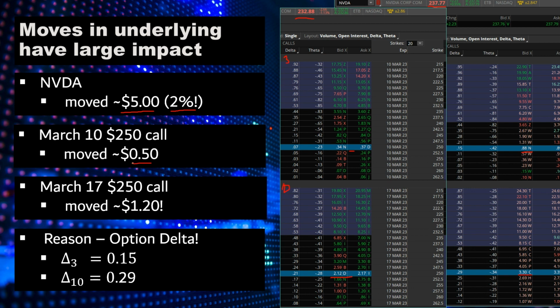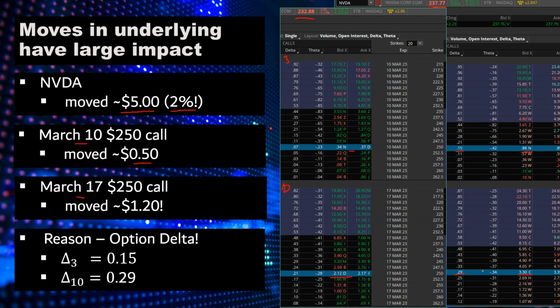So why such a difference in the change in option price between the two calls, March 10th and March 17th? Well, the reason is delta. That's another Greek that I will talk about in a different video, but you can see that on the original screenshot, the delta for the 3-day option was 15 cents, whereas the delta for the 10-day option was 29, almost 30 cents.